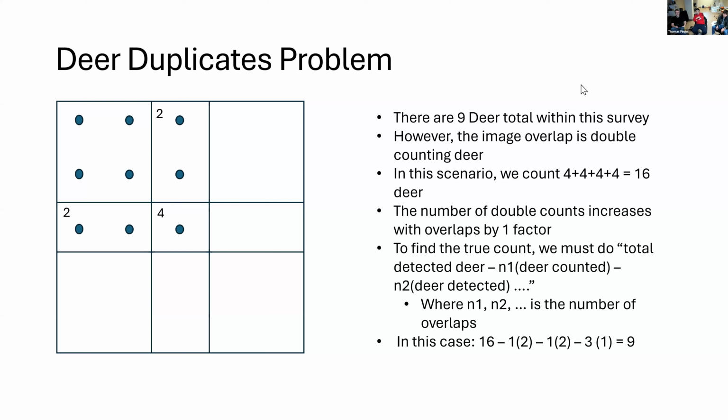And so for me, when I was doing it, the number of double counts increases with the overlaps by a factor of 1. And so to find the true count, you would do the total detected number of deer minus the number of overlaps times the deer detected, where N1 and N2 are the number of overlaps. So in this case, you would do 16 minus 1 overlap where 2 deer are detected, minus the second overlap where 2 deer are detected, and then where there's 4 deer being counted, there's 3 overlaps. So then you do 3 times the 1 deer that is being detected.